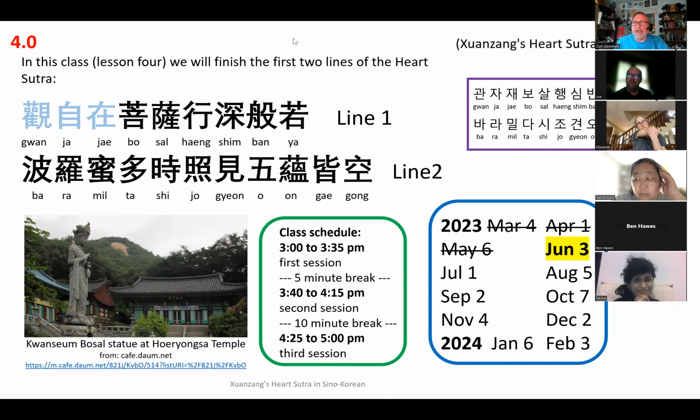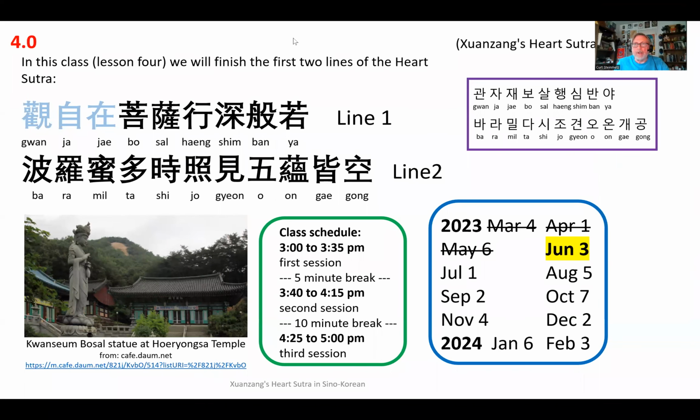Okay. So this is the fourth class, and this class is going to be focused on the first 2 lines of the Heart Sutra, and we've actually done the first 4 characters of the first line. In the last class, we did the first 3 characters, Guan Jia Jie, and we also covered the first character because that's part of the mantra. So these have already been done. For some reason, I'm still including Bo here. From Sal onwards is what we'll be focusing on this week. But I want to emphasize that by the end of this class, we will know this whole first line in addition to the title and the mantra, as I said before.